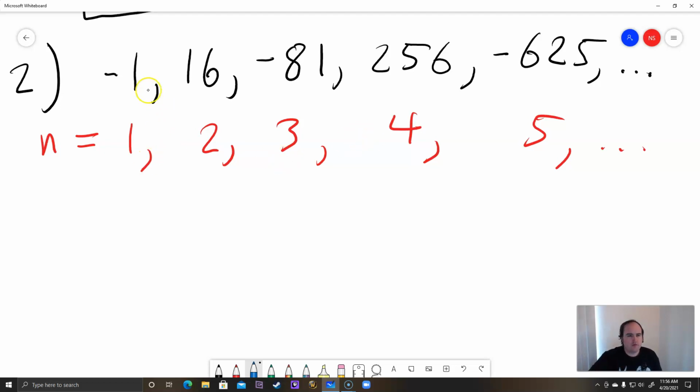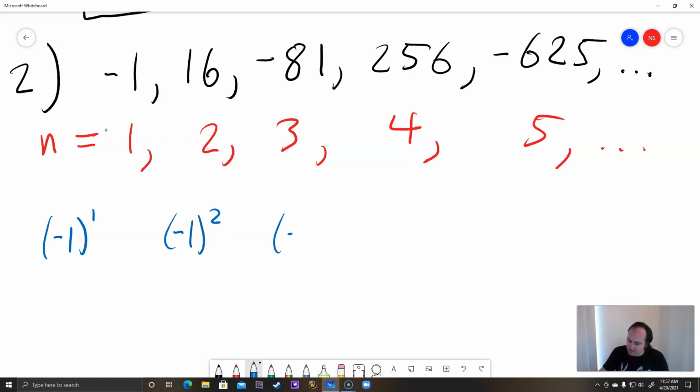And for the first term we have a negative, for the second term we have a positive, then a negative, then a positive, then a negative. So we do see alternating signs here. But if n equals 1, it has to be negative, which means we're actually going to have a negative 1 raised to the first power for our first term. Okay, let me write that a little bit smaller. So for our first term, we have negative 1 raised to the 1. For the second term, we have negative 1 raised to the 2.